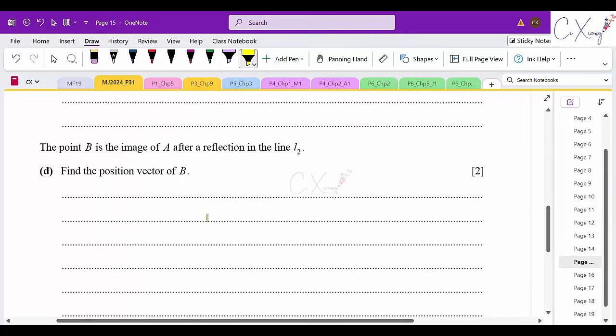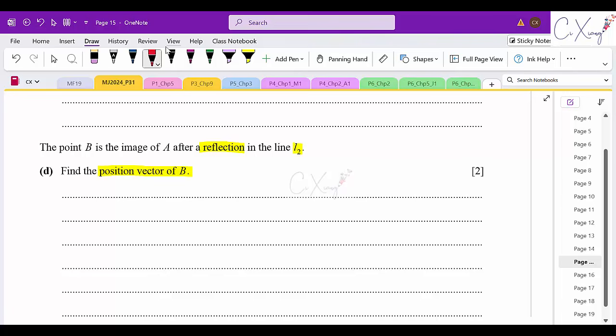Alright, so for part D, now they say point B is the image of A after a reflection in the line L2. So find the position vector of B. Okay, so before we can find out the position vector of B, we need to visualize a little bit about the whole line. What happened to the line and also where A is located and so on.